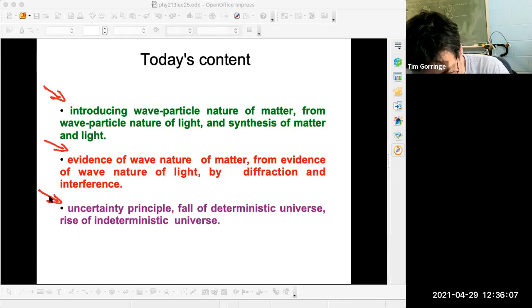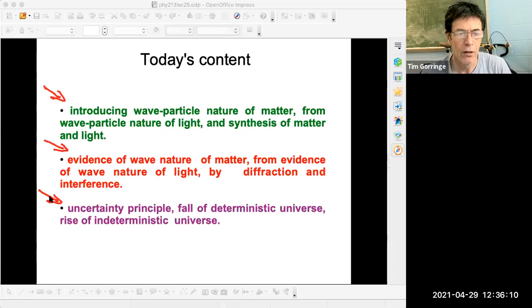Finally, I'll talk about what we call the uncertainty principle. And this was sort of a landmark event in physics at the beginning of the last century, the introduction of the uncertainty principle. It was the end of a kind of mechanical, deterministic view of how the universe works. And it was the beginning of a fuzzy, indeterministic view of how the universe works.